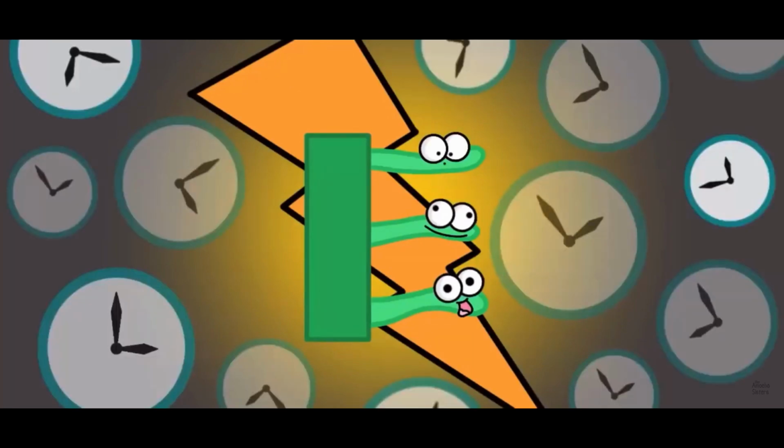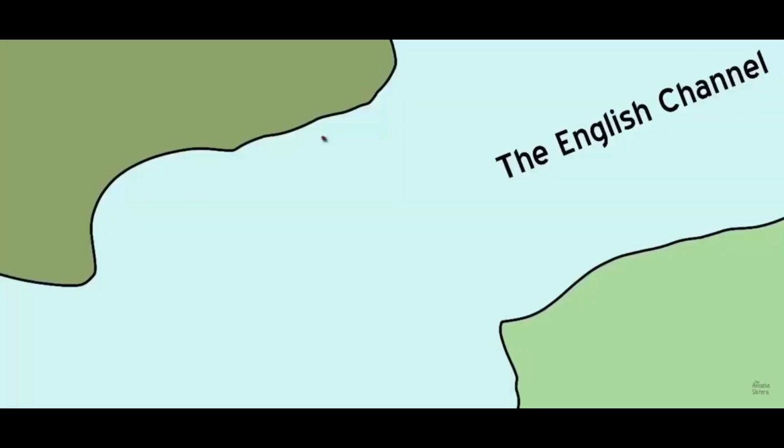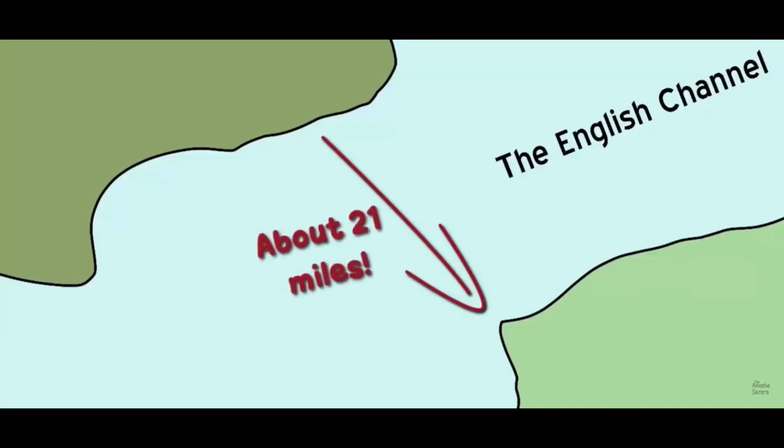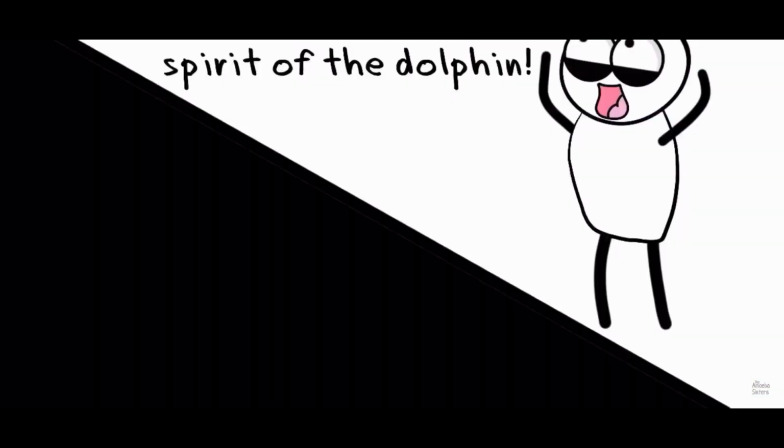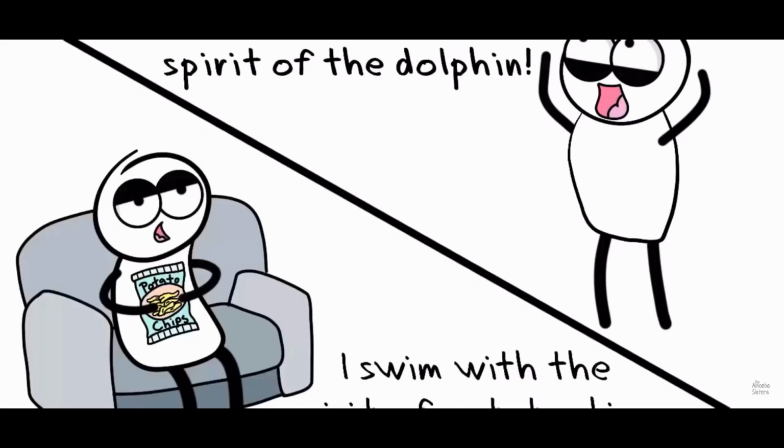Say, for example, you wanted to swim the English Channel. That's like 21 miles of swimming. And the fastest swimmers might be able to do that in 7 or 8 hours, but it might take a lot longer than that for the average swimmer. More like 25 hours, and that's a lot of swimming.